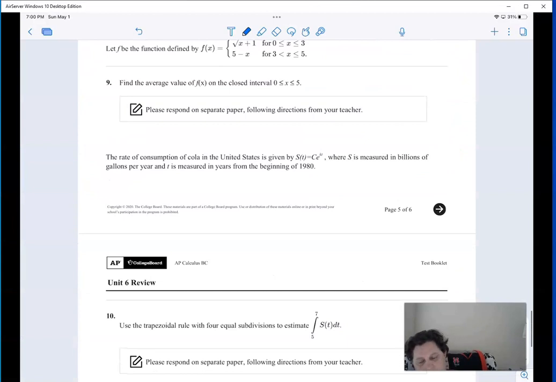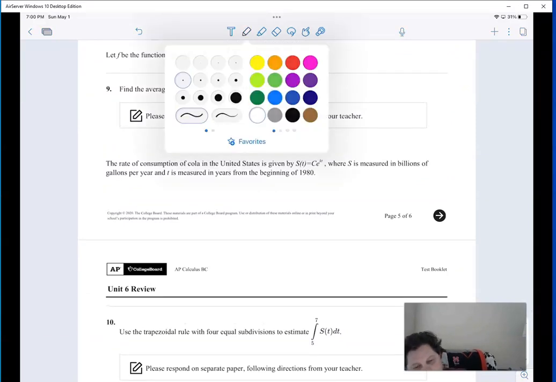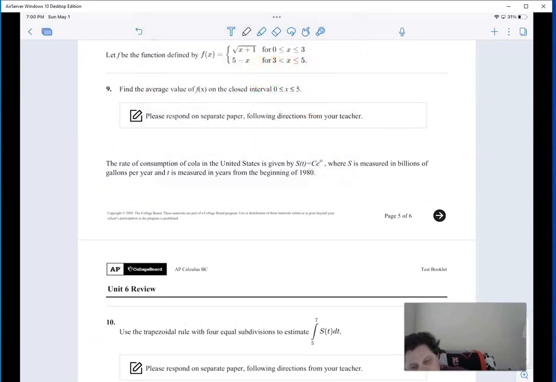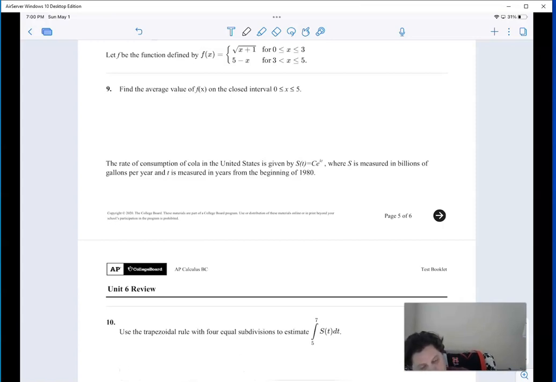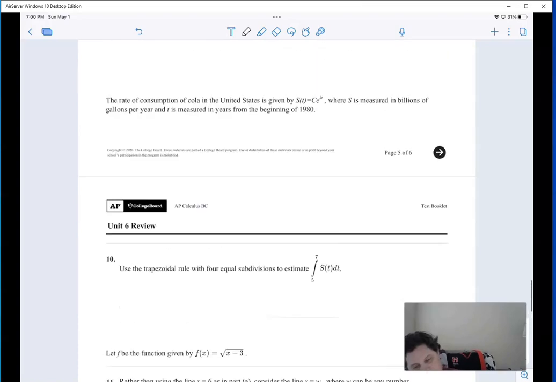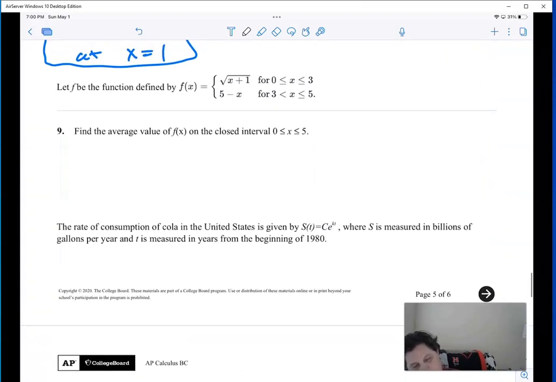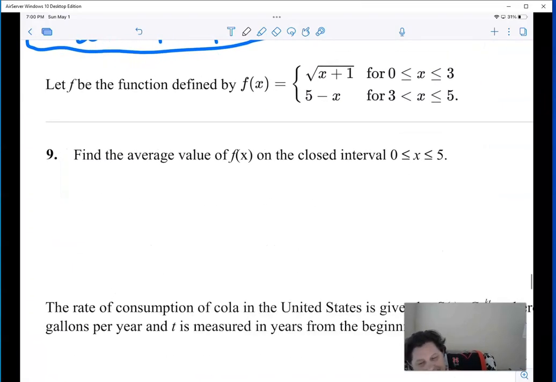Love it. All right. Let's look at number 9. Now for number 9, that's going to go with this. And okay, that's just FRQ. All right, so this is number 9.